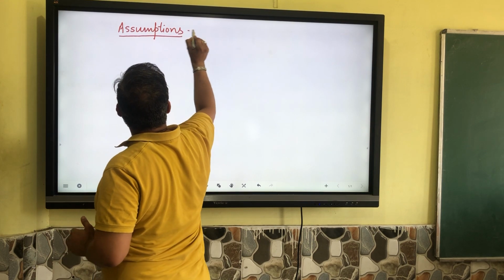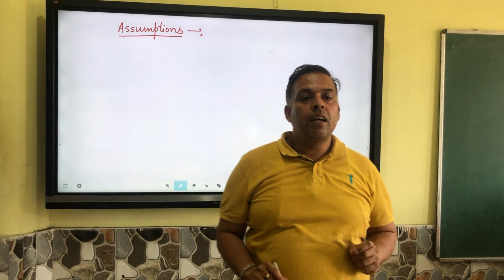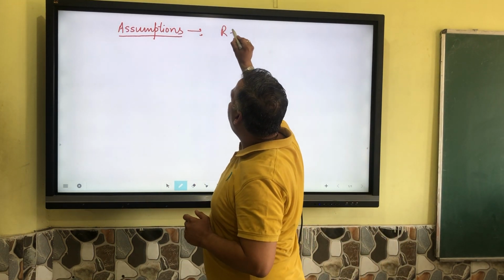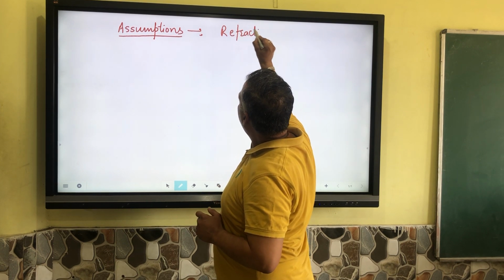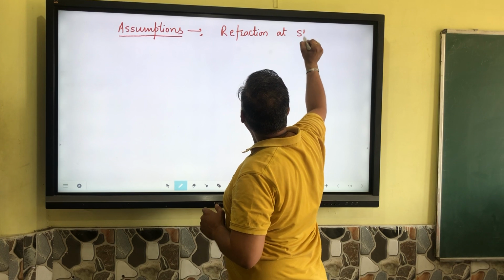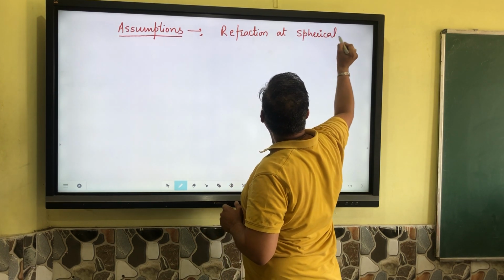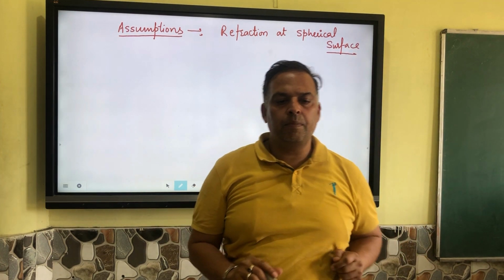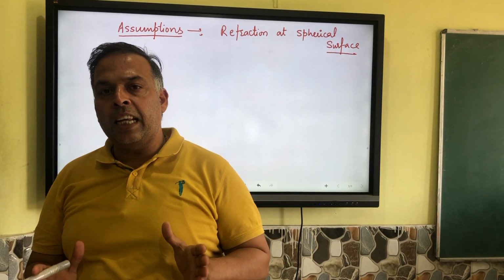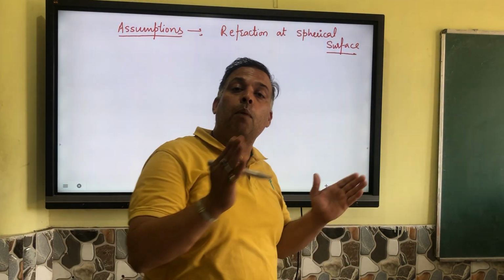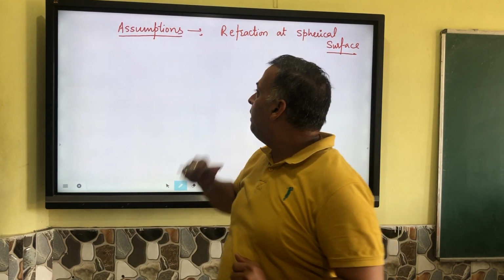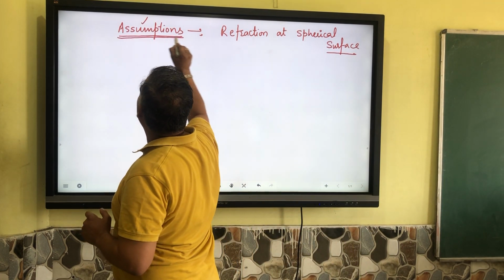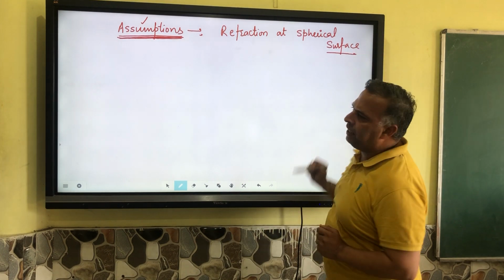We follow these assumptions to form the formula for refraction at a spherical surface. And in this case, we have to consider whether the object is in a rarer medium or in a denser medium. First of all, I was talking about the assumptions we have to take when we talk about refraction at the spherical surface.